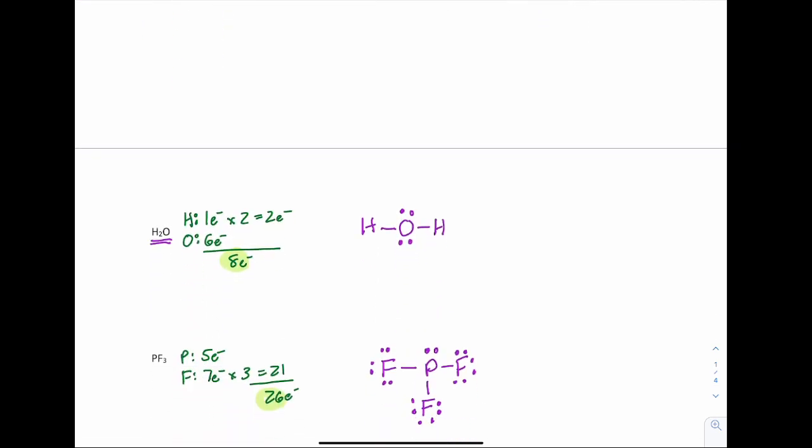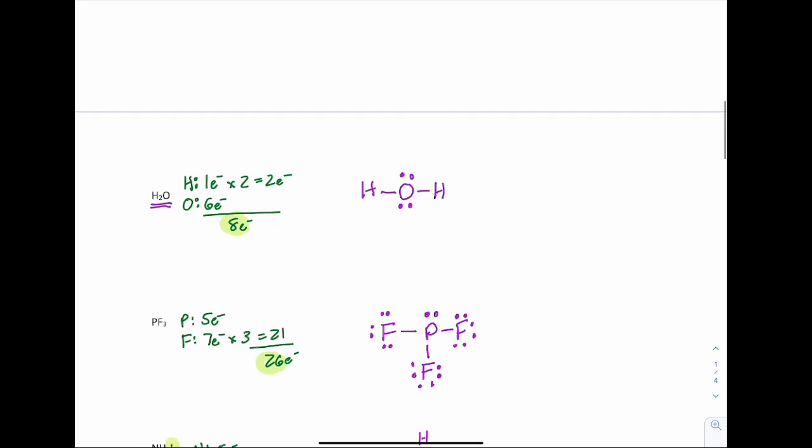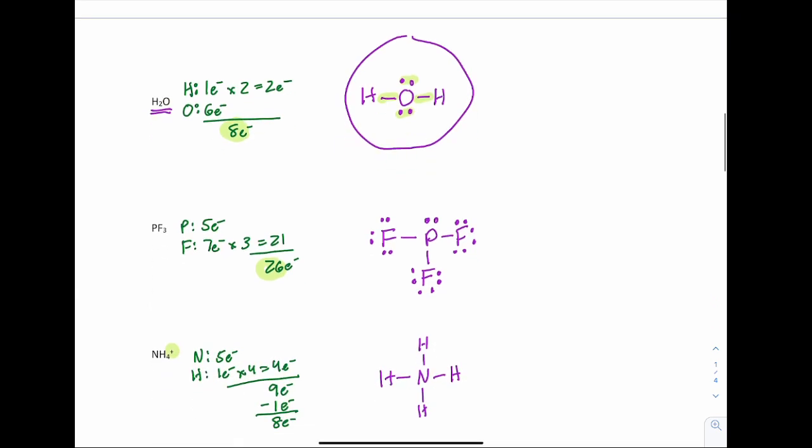So I'm just going to look at all my atoms and count. Oxygen has 2, 4, 6, 8. Remember, we're sharing those electrons, so those electrons in the bond belong to oxygen and hydrogen. So oxygen has 8. Each hydrogen has 2, so we're actually done with this structure. So this is my Lewis dot structure, or electron dot structure, for water.